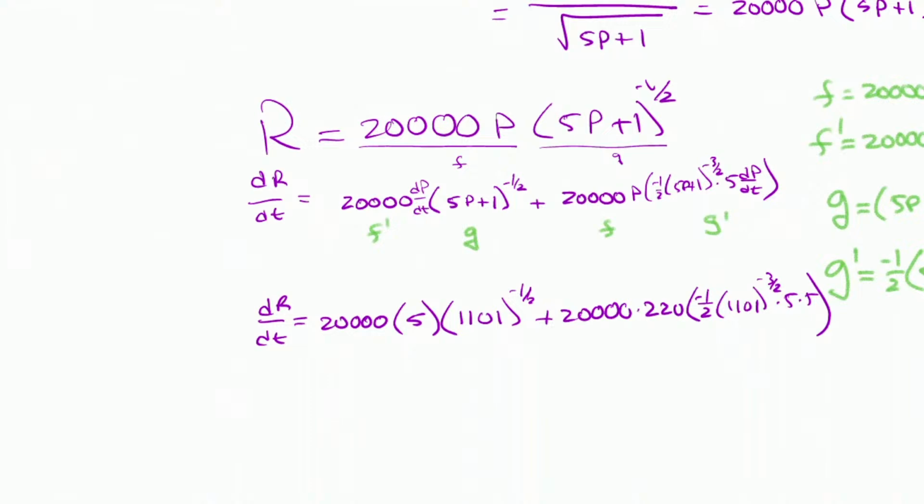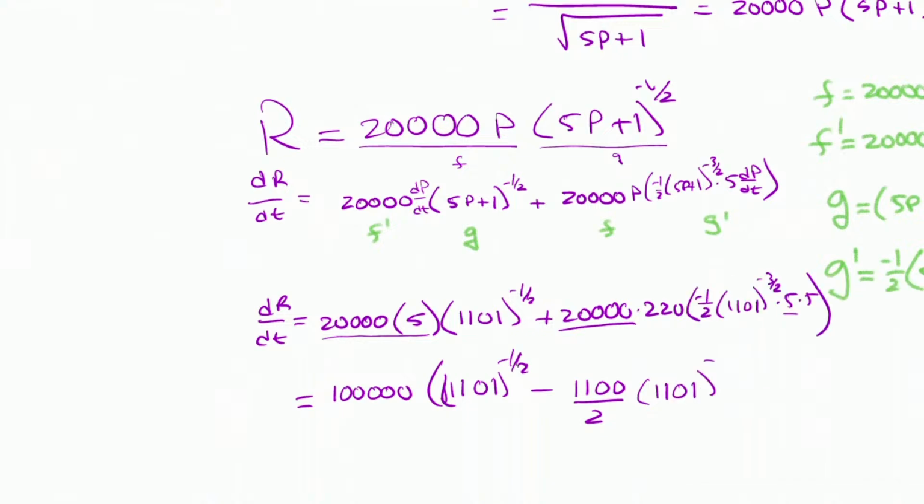So it might be easier to simplify. Actually, I'll do one more thing. Notice that 20,000 times 5 is 100,000, and you have 20,000 times 5 over here as well. So I'm going to write it like this: 100,000 times 1101 to the negative 1/2. I'm sure there's other simplifications I could do. 5 times 220 is 1,100 over 2. I guess that's going to be a negative times 1101 to the negative 3/2. Okay, there.